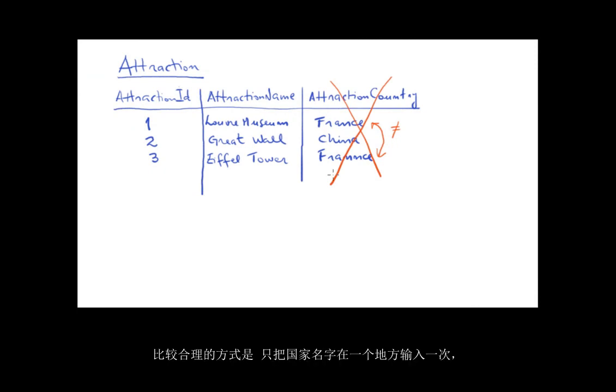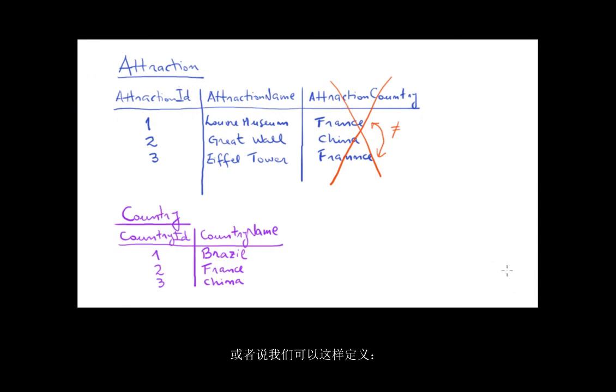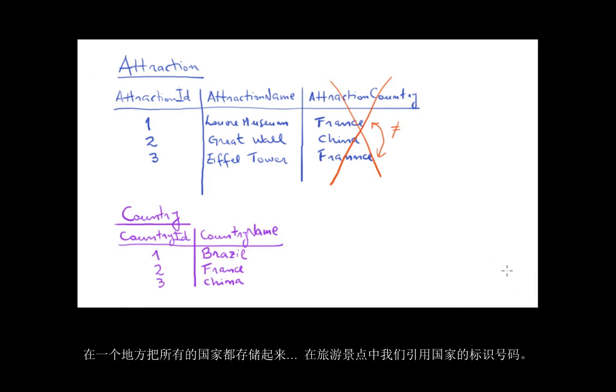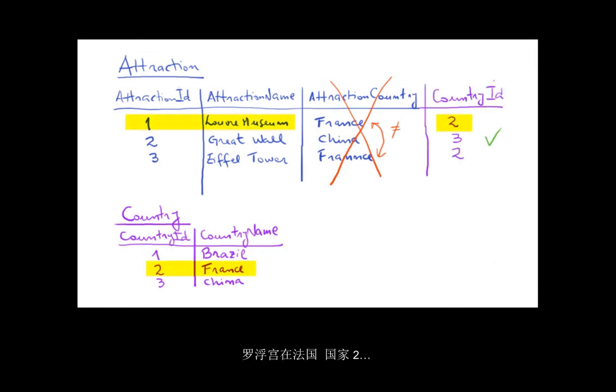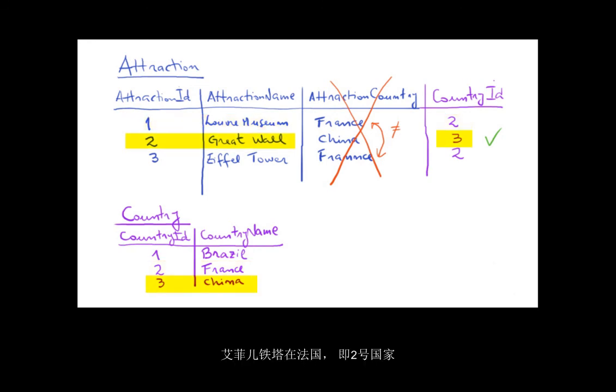It seems more reasonable to enter the country only once, in a single location, and then for each attraction make reference to the corresponding country. In other words, we should define something like this. One location where countries are stored. And in attractions, we make reference to the corresponding country identifiers. The Louvre is in France. Country 2, the Great Wall is in China. 3, and the Eiffel Tower is in France. Also 2.